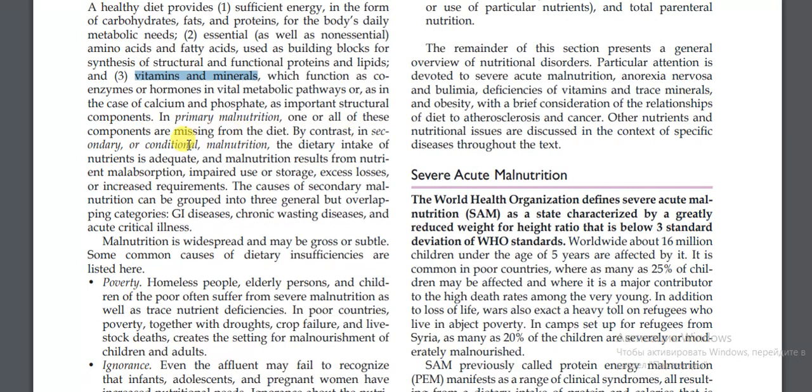But in secondary or conditional malnutrition, the dietary intake of nutrients is adequate, and malnutrition results from nutrient malabsorption, impaired use or storage, excess losses, or increased requirements. For example, consider dietary requirements for a doctor or people who work in offices and don't work hard with their muscles. The workload is very low, and they don't need a lot of nutrition or calories.